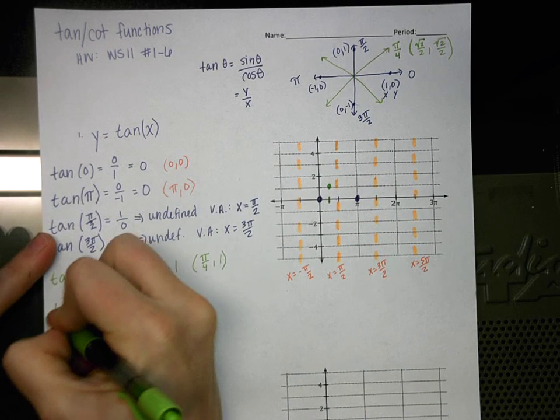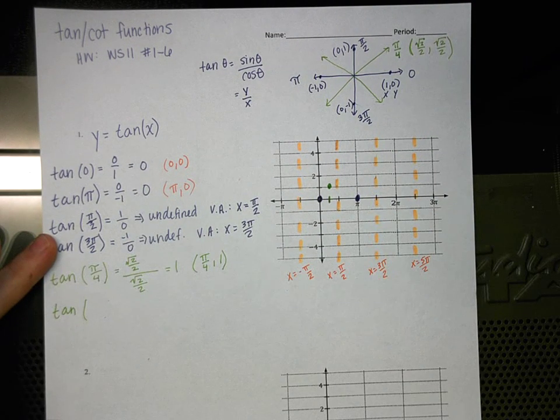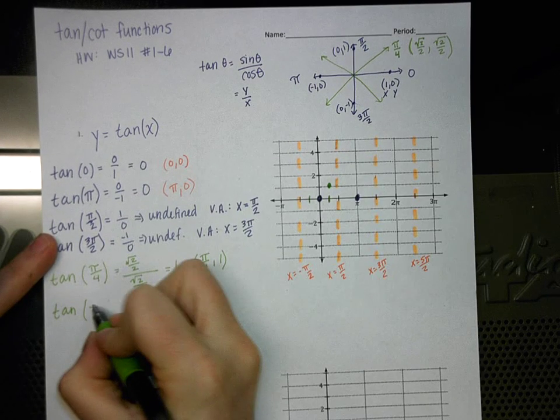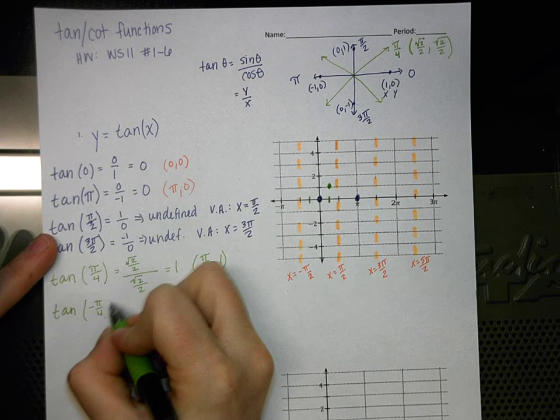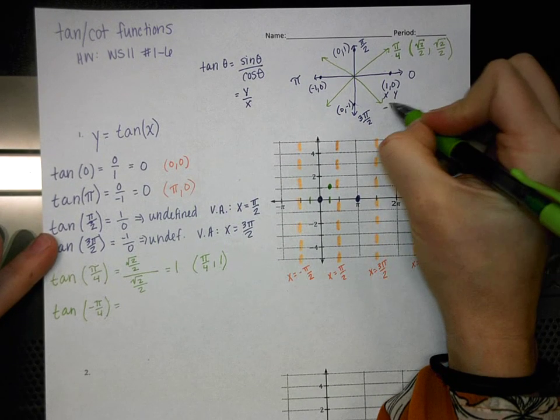What is the tangent of, let's see, let's do negative pi over 4, which is right here. Negative pi over 4. Which means I would go down to negative pi over 4.